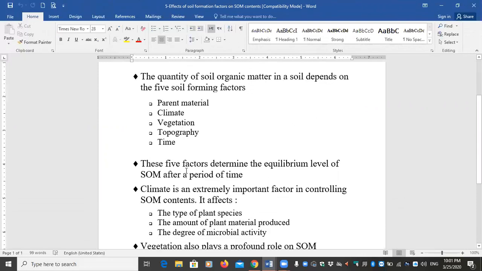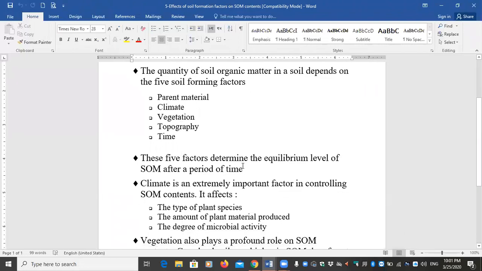These 5 factors determine the equilibrium level of soil organic matter after a period of time. What do we mean by the equilibrium level of soil organic matter in any soil?